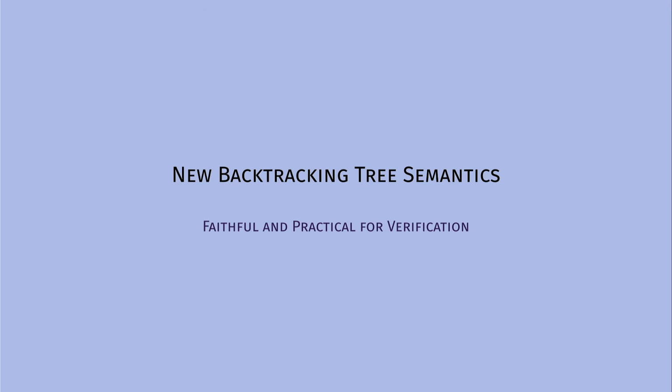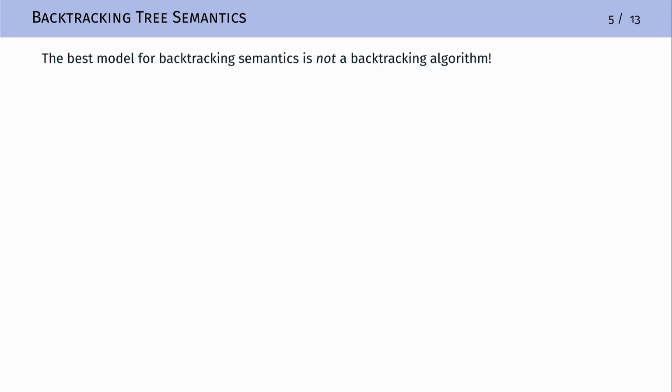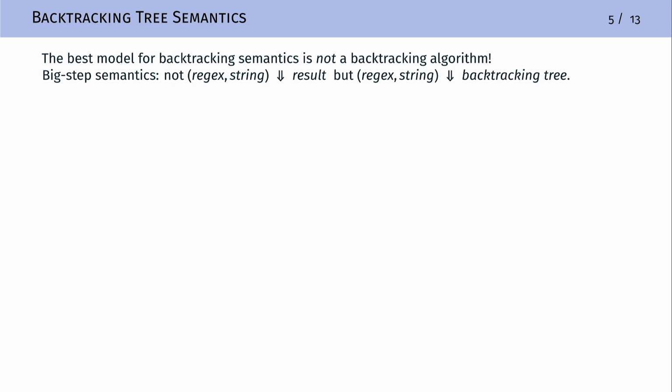Okay, so how are we going to give semantics to all of these different things? One of the insights in our paper is that the best way to reason about those backtracking semantics is not with a backtracking algorithm. Instead, we're going to define another kind of big step style inductive semantics that we like, but with something a bit special. We're not going to relate a regex and a string to some result, like the result of matching. We're actually going to relate a regex and a string to something that contains a bit more information that we call a backtracking tree. And this backtracking tree, you can think of as a sort of execution trace of a backtracking algorithm on that regex and that string.